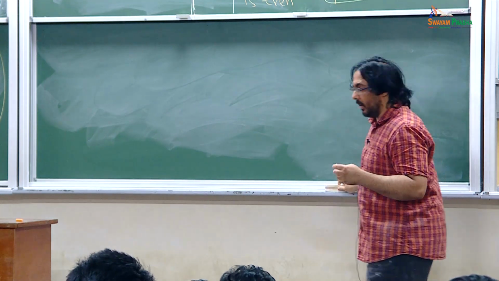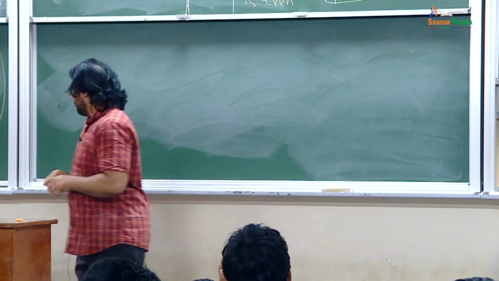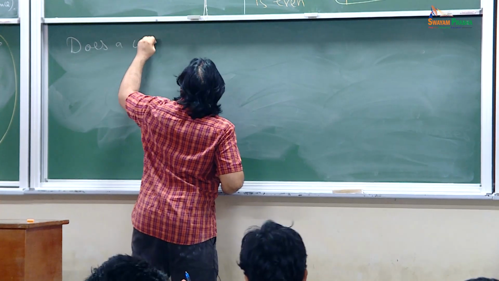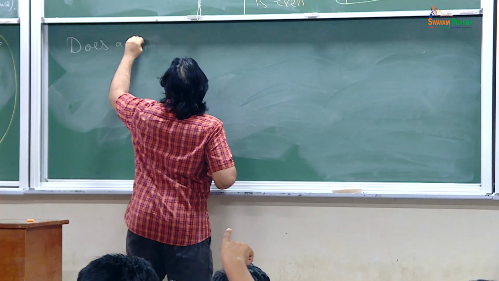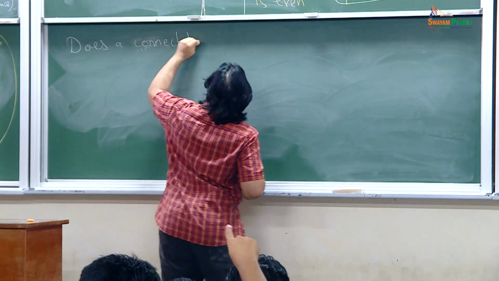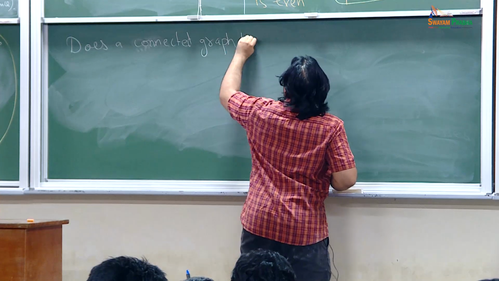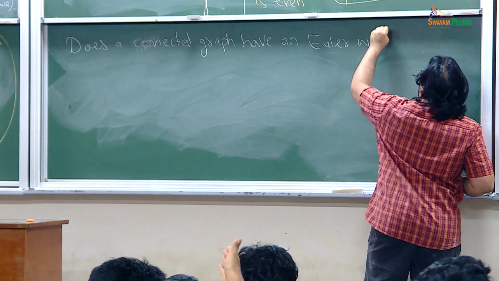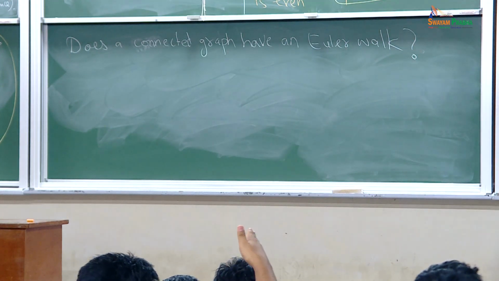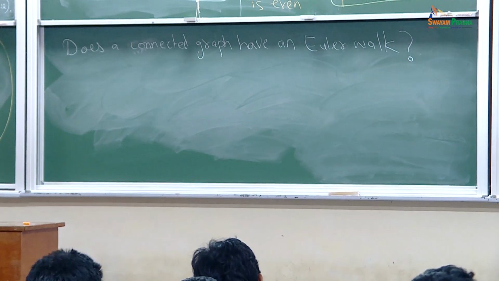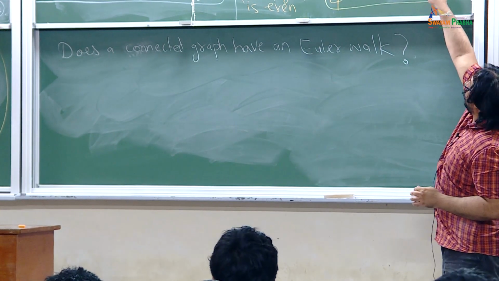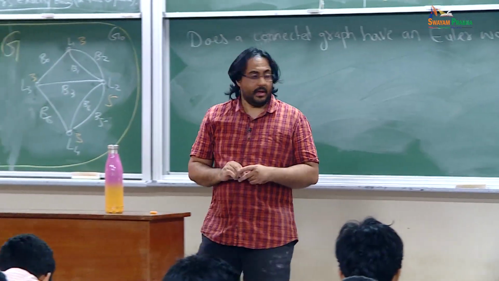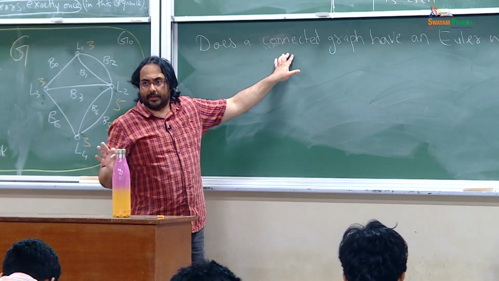So remember, the original question was, does a graph have an Euler walk? I'm going to change the original question. I'm going to make it, does a given connected graph have an Euler walk? Okay. So now I'm assuming my graph is connected, because I don't want to deal with the possibility of a single vertex with no edges, right? That's really annoying. I don't want to deal with it. The question I've changed is whether a connected graph has an Euler walk.